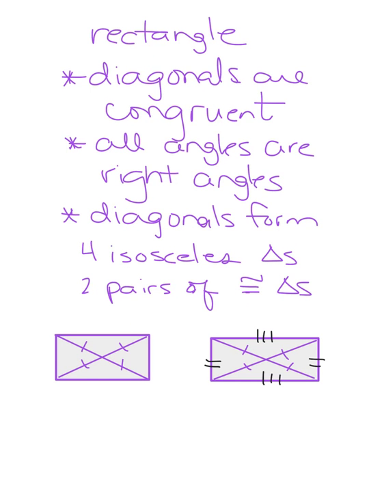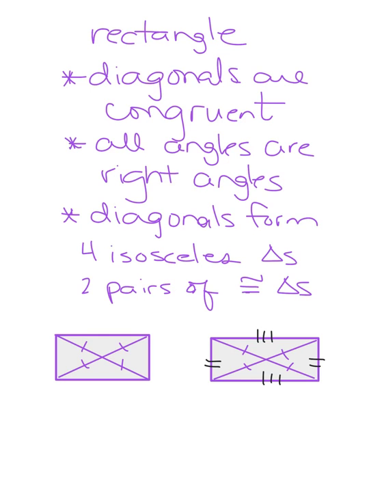Now, when we're looking at rectangles, we know that the diagonals are congruent. We also know that all angles are right angles. And we know that the diagonals form 4 isosceles triangles and 2 pairs of congruent triangles. So let's take a look at what that means.